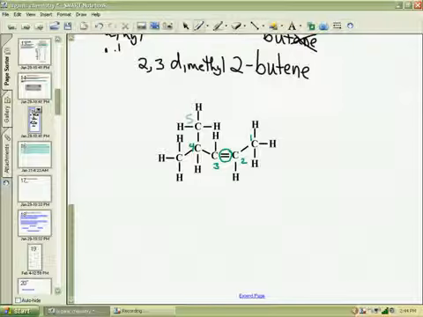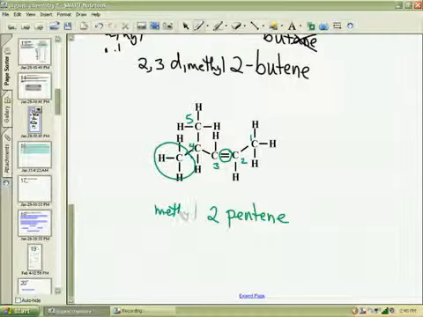It's a pentane, but a double bond makes it a pentene. So we've got our pentene on here, and we need to note that it was on the second carbon, so it's a 2-pentene. And off of this pentene, we have a methyl group, or methane. So we have a methyl group off of the 2-pentene, and it's on the 4th carbon.